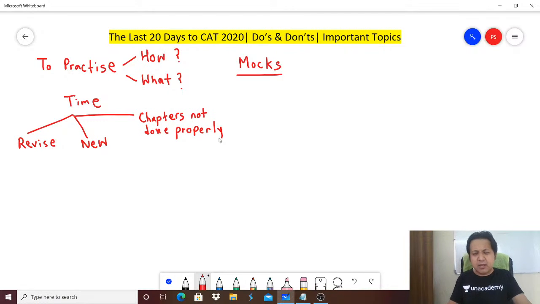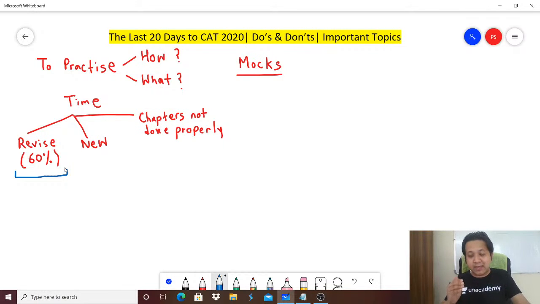Revision should definitely be 60% of your total time in these last 20 days. Revision of things you have already done. Why? It's not about how many mocks I can do. Will one mock every day ensure that I get good marks? No, that is not what you need to do. You have probably spent the last 4 or 5 months preparing a lot of things. It would be really unfortunate if on the day of the exam you are not able to recall something you have already studied.